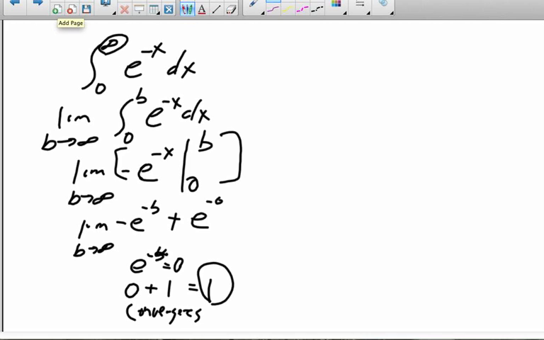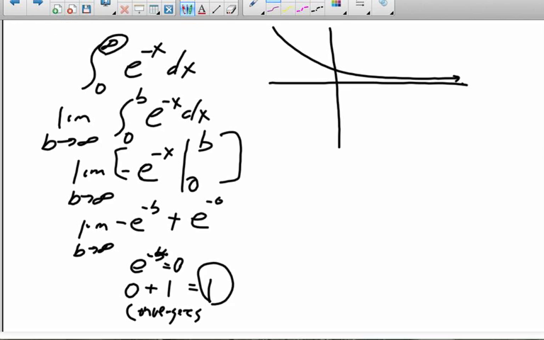And if you're wondering why, if you remember, e to the negative x looks like this. So as x gets very big, as x goes to infinity, my function goes to 0. Okay, so there are your examples of improper integrals.